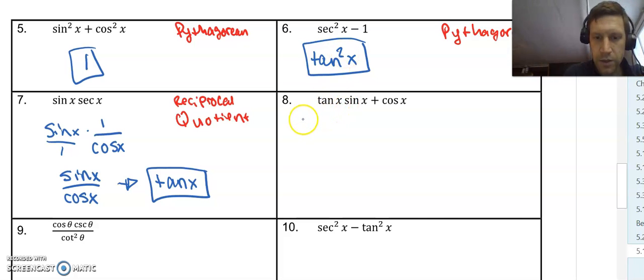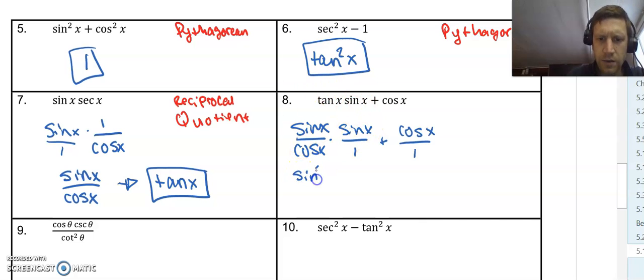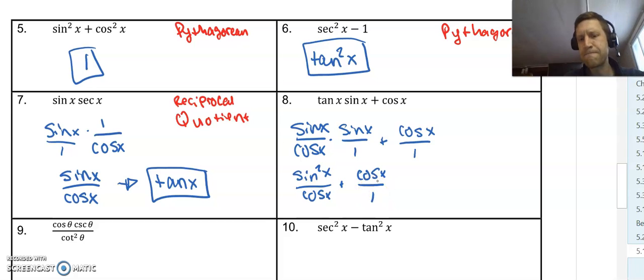Let's see. Again, I'm going to change to all sines and cosines. So sine of x over cosine of x times sine of x over 1 plus cosine of x over 1. So let's multiply this first one together. So I get sine squared of x over cosine of x plus cosine of x over 1.